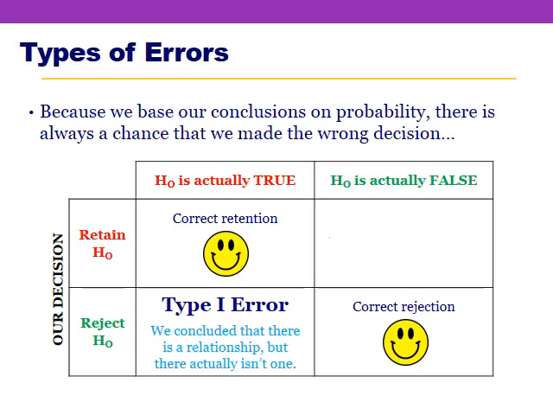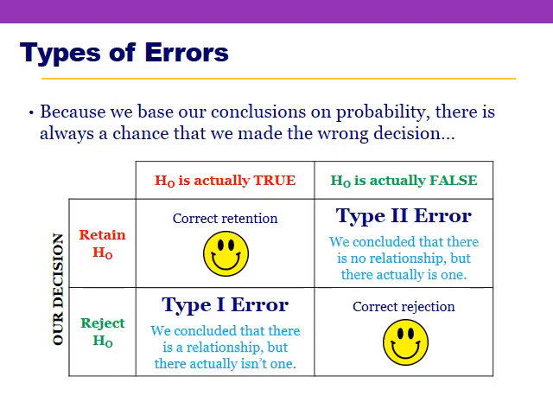We can also commit the opposite type of error. If we choose to retain the null hypothesis, we conclude that there was no difference, but it turns out there actually was one. We call that a type 2 error. This usually happens because we didn't collect enough data, right? There was a difference or there was a relationship, but we failed to find it. We didn't see it because we didn't have enough information.